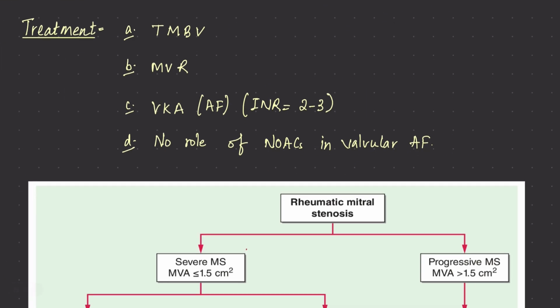How do you treat a case of mitral stenosis? See, there are four things which we need to remember. Four treatment options which we always need to remember as far as treatment of mitral stenosis is concerned. First is PTMC, that is percutaneous mitral balloon valvotomy, also known as commissurotomy.